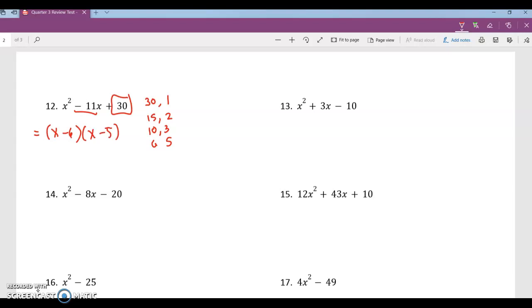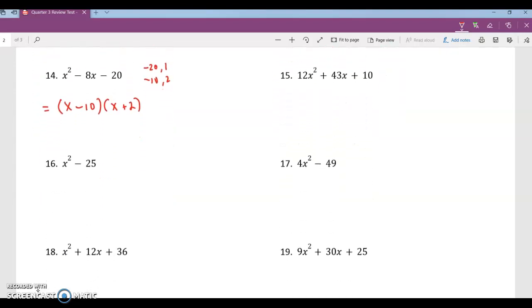For number 13, I'm multiplying to get a negative number, but adding to get a positive, so they're going to be opposite signs. And the bigger number will be positive. 10 and 1, that difference is 9. 5 and 2, that's it. That difference is 3. So it'll be x plus 5, x minus 2. Same idea for 14, but here the larger number will be negative. So maybe it's negative 20 and 1. No. Negative 10 and 2. Yep, that adds up to negative 8. So it's x minus 10, x plus 2.